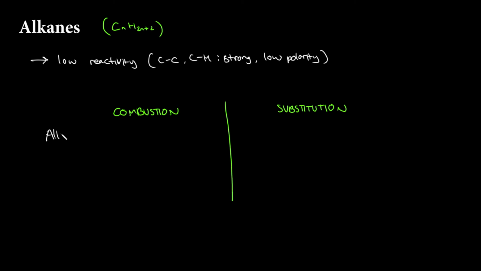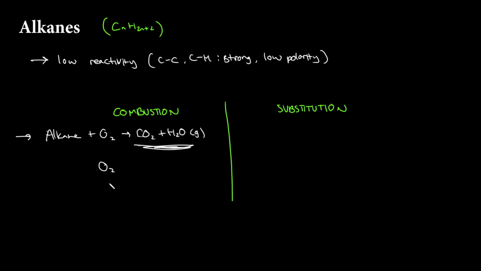Basically, what happens in a combustion reaction is alkanes react with oxygen to create carbon dioxide and water in the form of gas, not a liquid. And this is the kind of default of combustion reactions. Any alkane plus oxygen is always going to create CO2 and H2O.